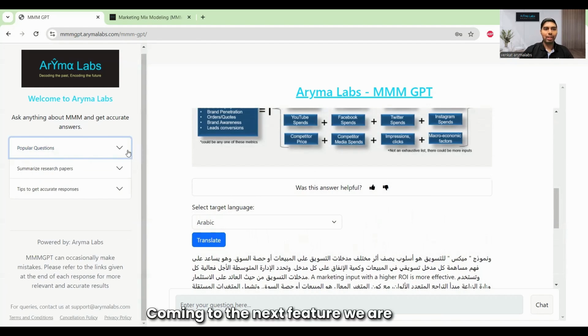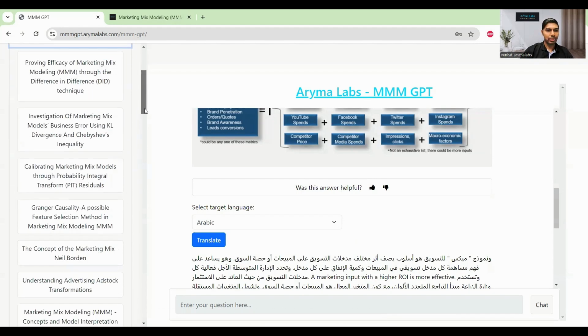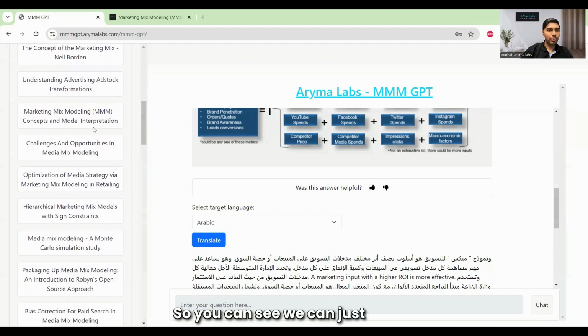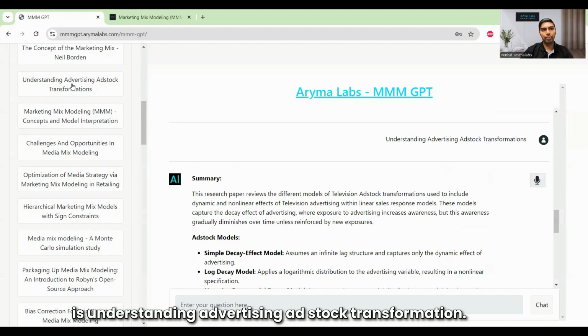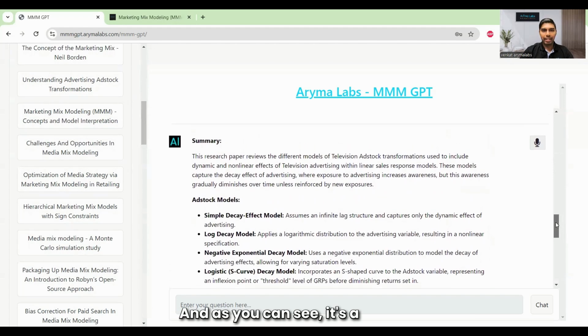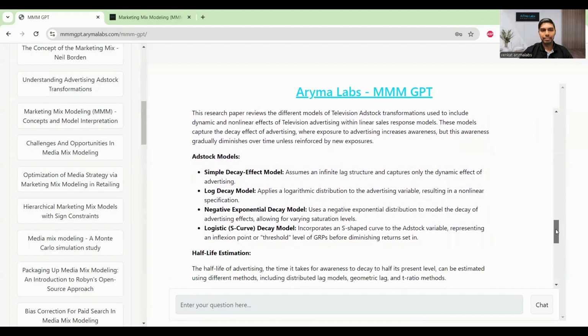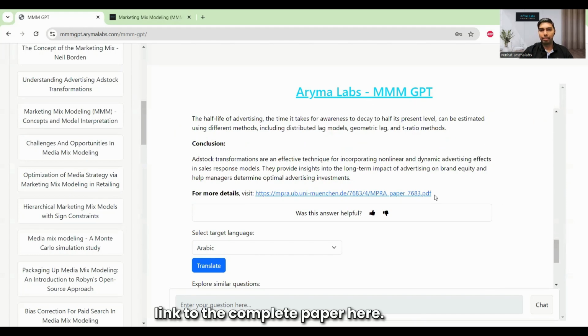Coming to the next feature, we are also providing a summarized research papers facility. MM is a vast area. There is a lot of seminal work out there. So currently we are providing features to summarize at least 35 seminal research papers. And of course, some of the research papers are also by us. So you can see, we can just quickly summarize this popular research paper, which is Understanding Advertising Ad Stock Transformation. And as you can see, it's a very succinct and to the point summary. And we also provide you the link to the complete paper here.